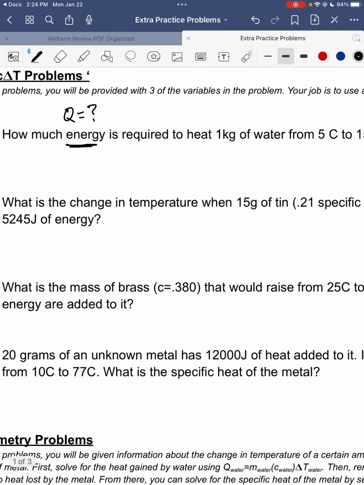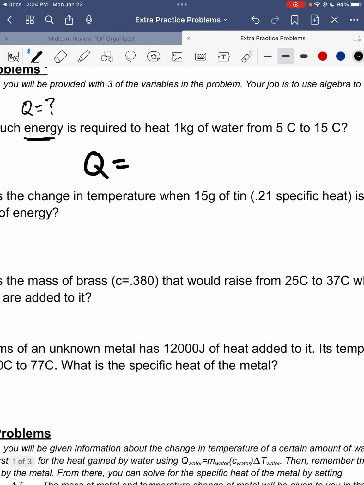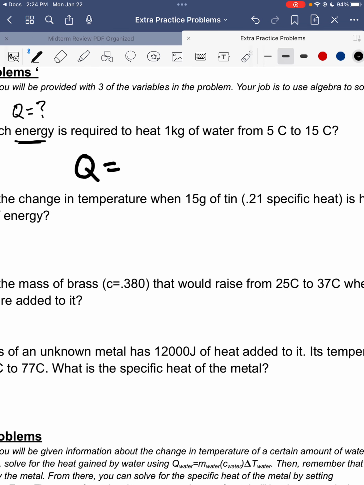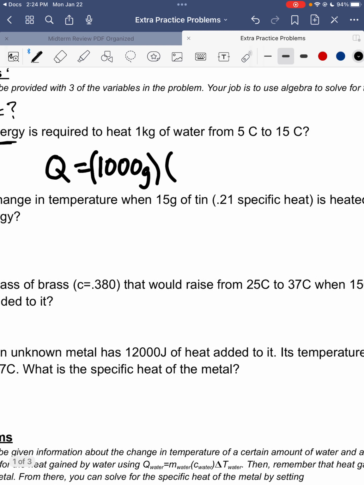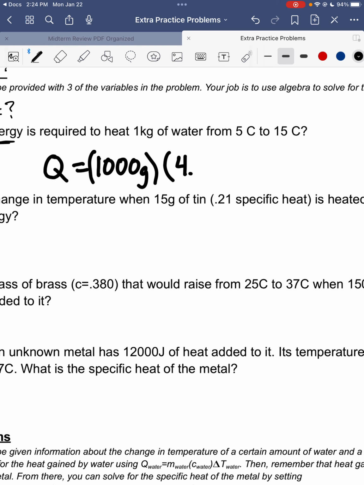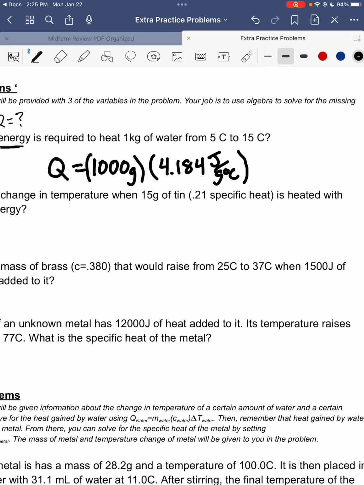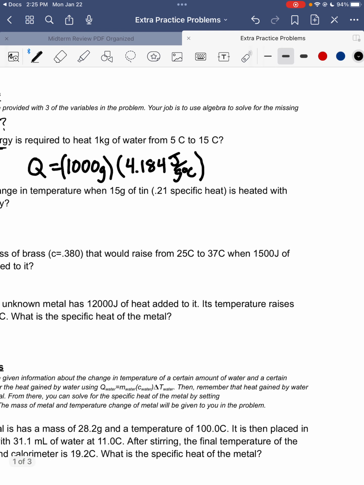Then, to set up this problem, I'm going to set up my variable as Q and set that equal to MC delta T. So my M, my mass, is 1 kilogram of water. In other words, 1,000 grams of water. Because I'm working with water, that's a specific heat that I know, which is C. And the specific heat for water is 4.184 joules per gram degree Celsius. That's a number that I have memorized, and I suggest that you memorize it too. And lastly, my temperature change is from 5 Celsius to 15 Celsius, and so my temperature change is the difference between those numbers, which is 10 degrees Celsius.